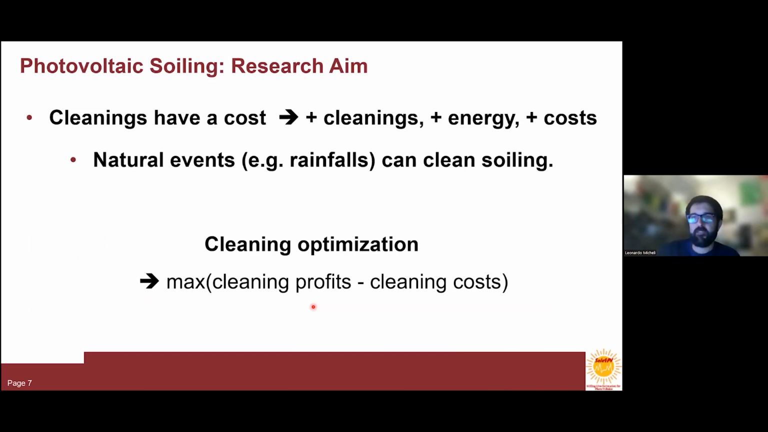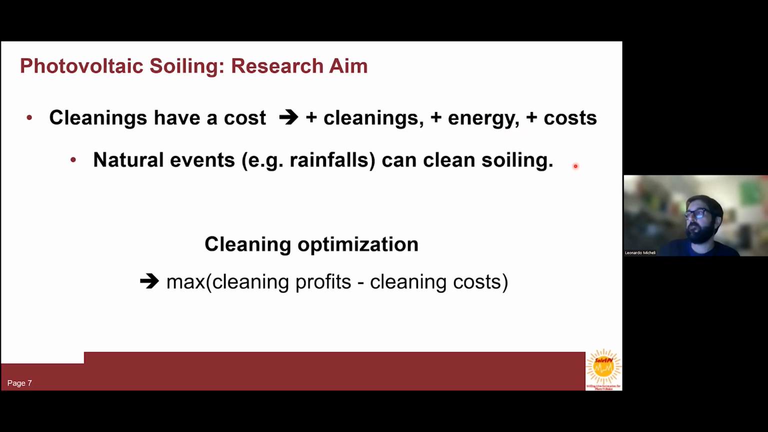On one side, if we imagine increasing the number of cleanings we do on a PV system, we can see the energy also increasing. The more you clean, the less soiling you will experience, the more energy your system will produce, and therefore the more revenues the PV operator might have. At the same time, however, the more the cleanings, the more the cost you will have. On top of that, we have to take into account that some natural events, such as rainfalls, can wash off soiling from the photovoltaic surface at no cost.